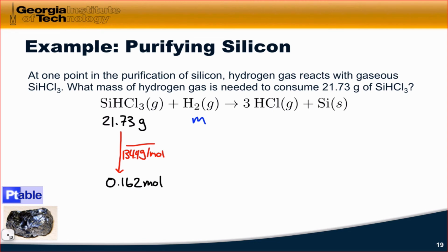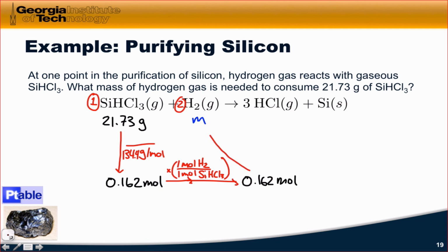From here, I need to convert to moles of H2, and we know that now that we're in mole land, all we need to use is the molar ratio between the two components we're interested in to do this kind of conversion. So we want moles of H2 on top, so we'll multiply by the molar ratio of H2 to SiHCl3, which in this case is just 1 to 1. 1 mole of H2 reacts with 1 mole of SiHCl3 in this balanced chemical reaction. So that gets us to moles of H2, which is simply numerically equal to the moles of SiHCl3, 0.162 moles. How do we now get back to the target mass?